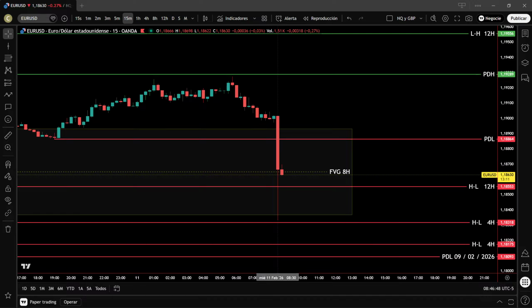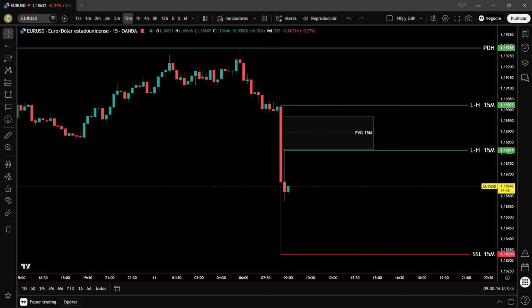Price has now fully entered the 8-hour fair value gap, seeking the rebalancing we projected earlier. We remain on the 15-minute timeframe, and we can see that there are only 30 minutes left until the New York session open. Following the bearish expansion, price has left a clear inefficiency, a new 15-minute FVG that we have highlighted on the chart. This gap will be vital for observing potential retracements before the trend continues.